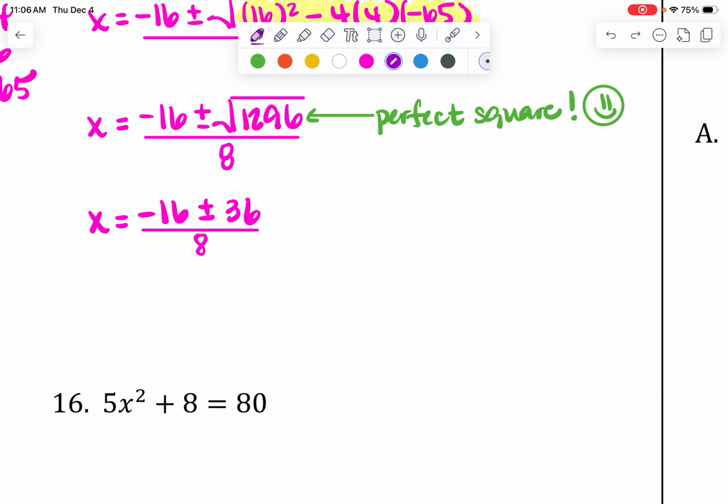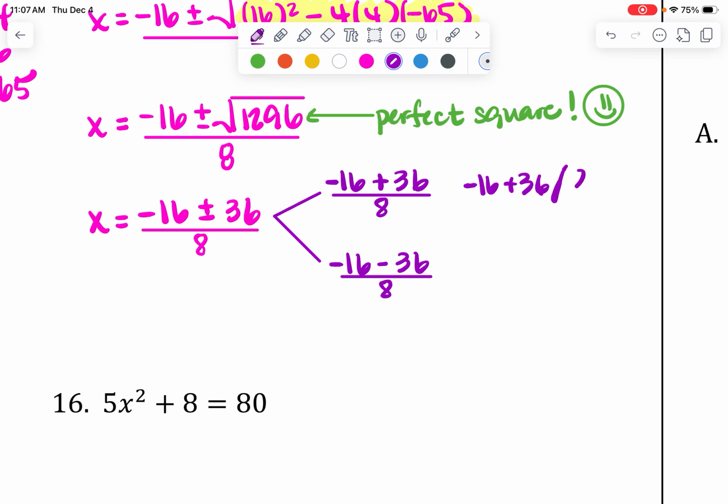All right, and because it's a perfect square, we're going to be able to get some nice pretty answers out of this. So at this point, I'm going to split it, and I'm going to do -16 plus 36 divided by 8. And then I'm going to do -16 minus 36 divided by 8. Please make sure you use the fraction mode on your calculator, or you do this as 2 separate steps. Please don't just type this in your calculator like this, because your calculator is going to do the division first and then add it to the -16, and that is not what we want it to do, okay?